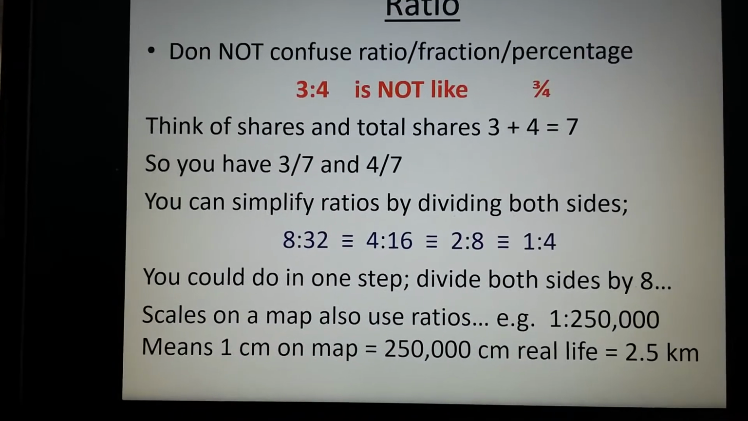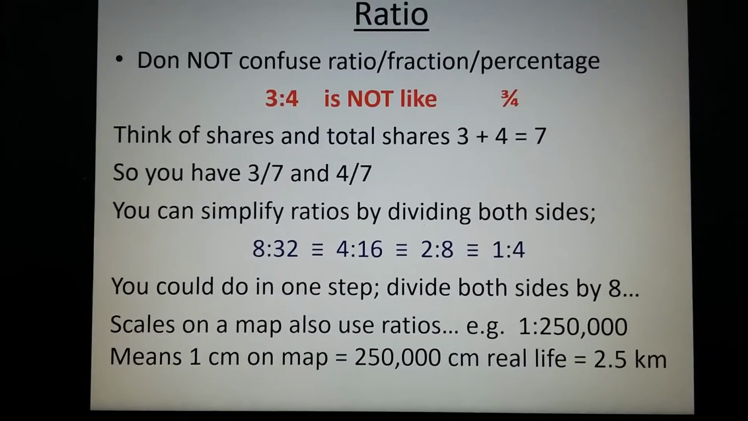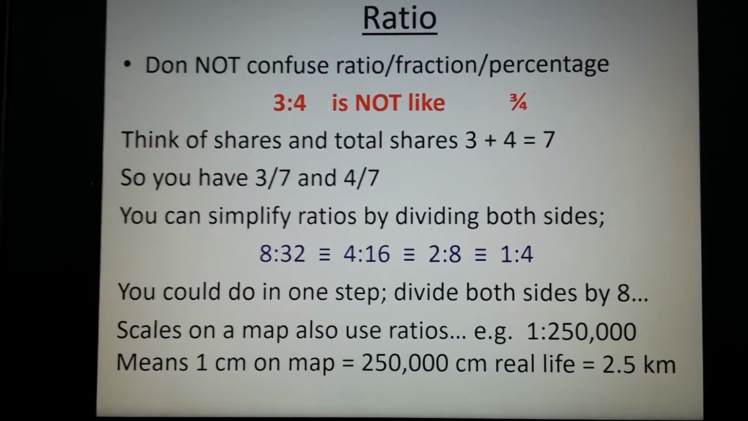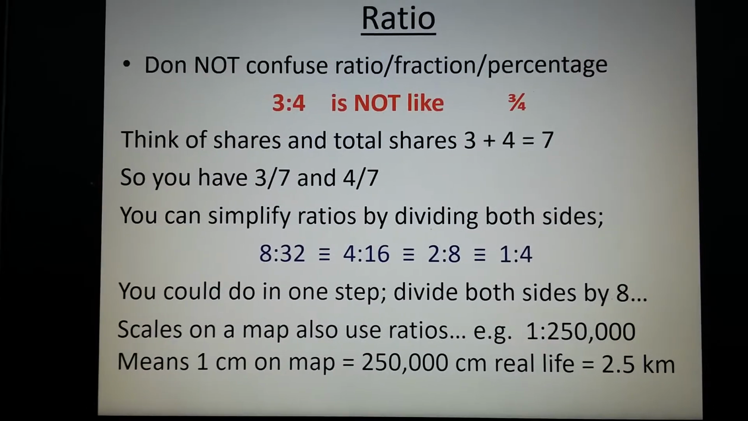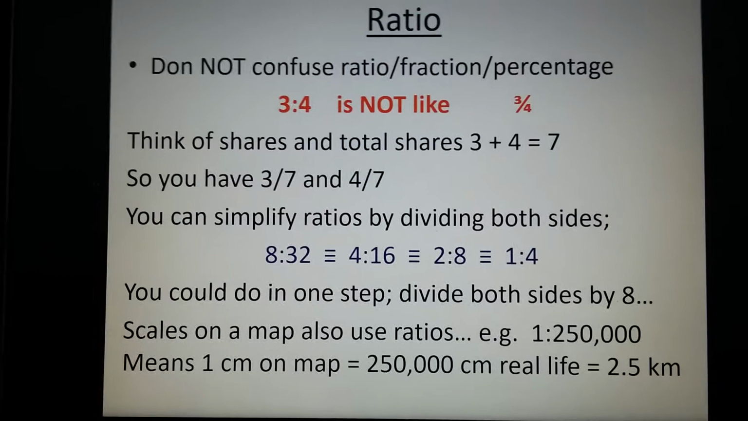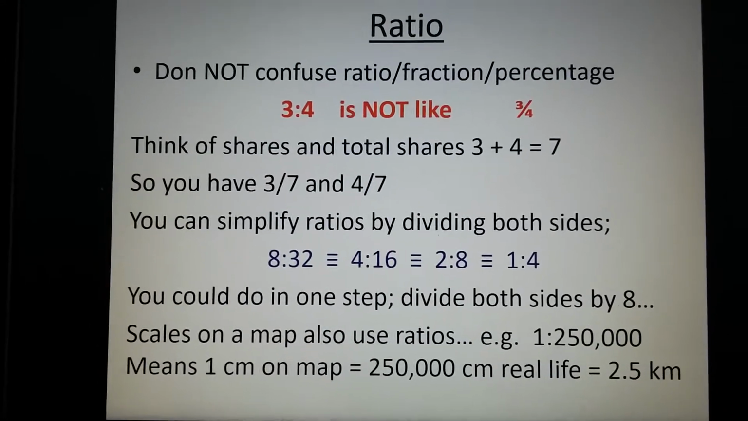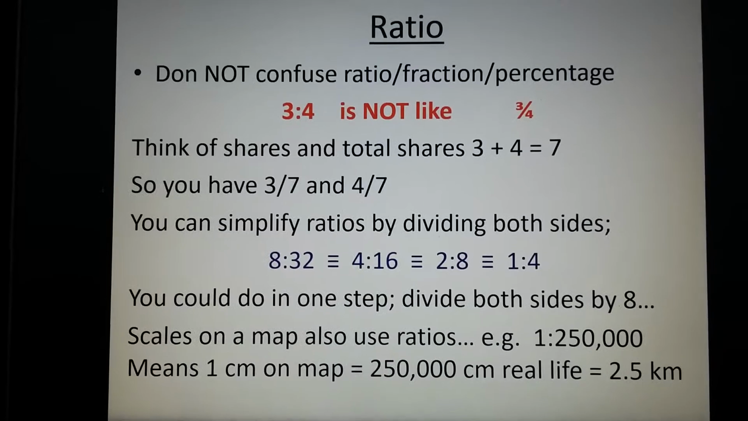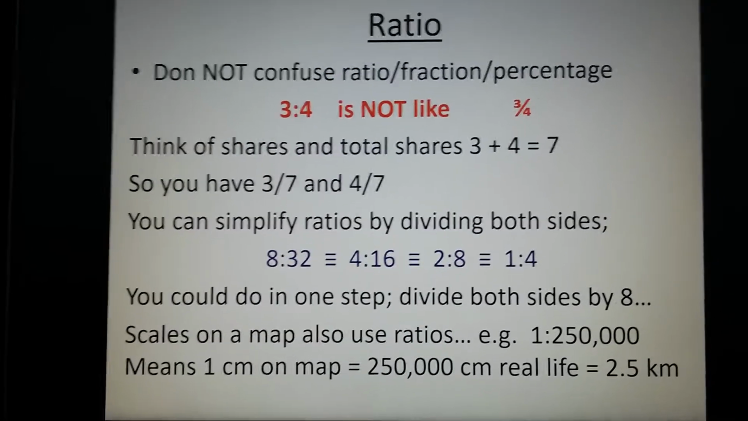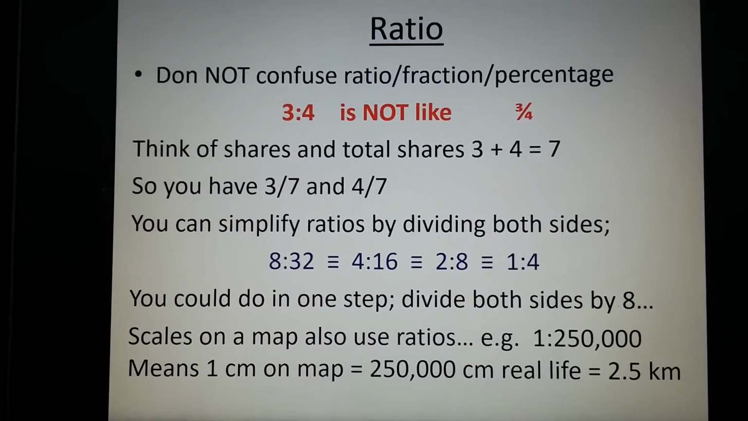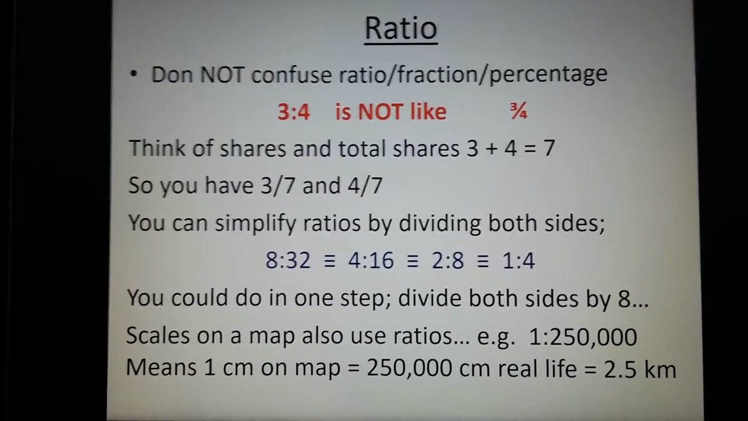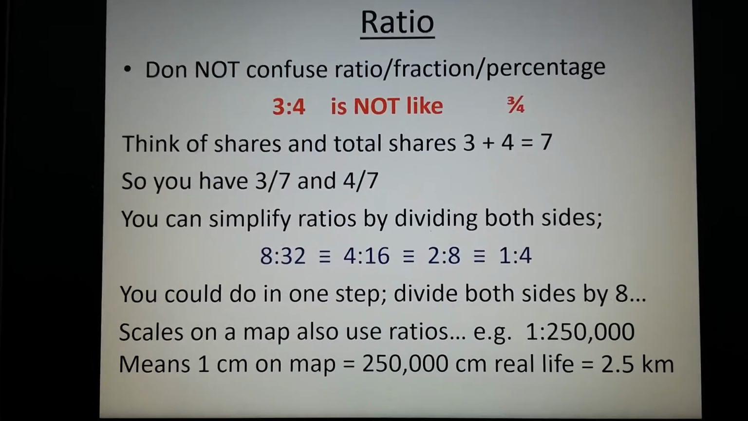You've got to think about that as shares. So one person's getting 3 shares, another person is getting 4 shares. So in total we have 7 shares, 3 and 4. So the first person gets 3/7 and the second person gets 4/7. And that's a common misconception and something to get clear in your mind to start from.